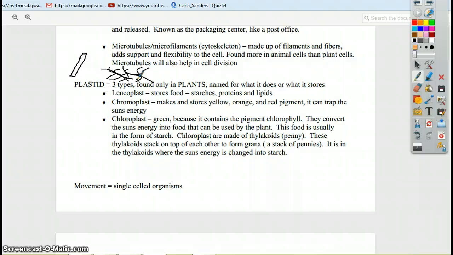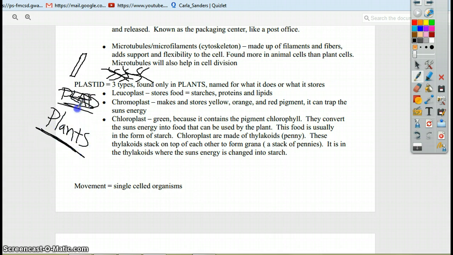Okay, now we're going to talk about the plastids. There are three types. Plastid, plant. They are only in plants. We'll try this again. They're only in plants. Plastid, plants. The leucoplast, found in plants. The chromoplast, found in plants. The chloroplast, found in plants.